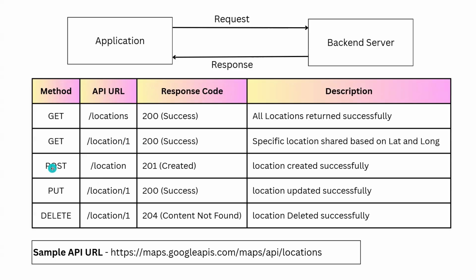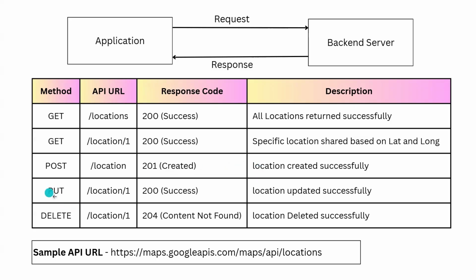Now, if you wish to create a new store, you will be using a POST method. And for that, you are going to call /location. So you're saying call this particular API /location and send some data as a body. I will show you what body is. Body contains all the information which we wish to save in the server or the database, like store ID, store name, location, phone number, everything we can send as part of the body. Body can be in the form of JSON or XML, that we will see later.